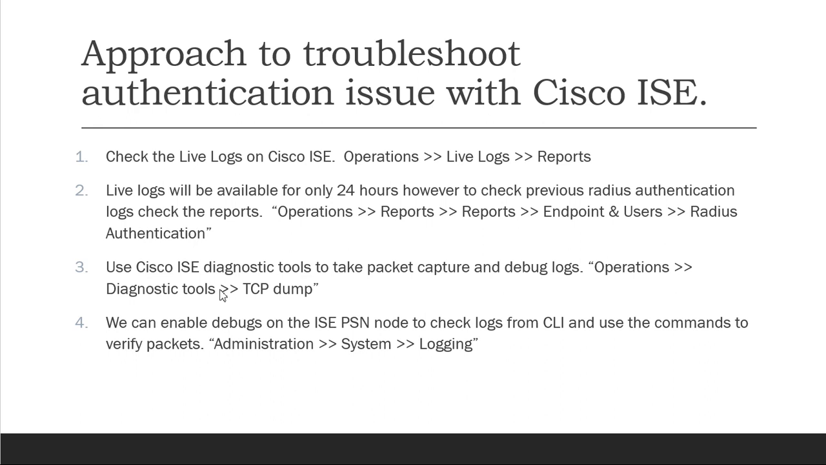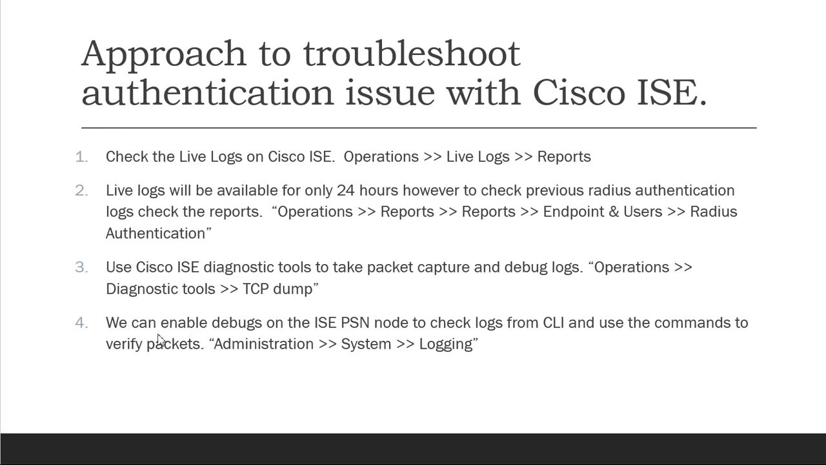Also in Cisco ISE, there are further tools you can use, like TCP dump and endpoint debugs. To check TCP dumps, you'll need to go to Operations, Diagnostic Tools, and TCP Dump. Make sure that you select the PSN node which is being used for authentication there. And in case you want to specify a particular host, then you can use a filter, IP host, and the IP of that network device.